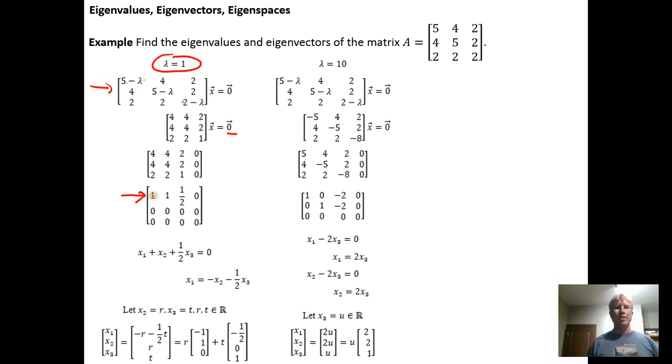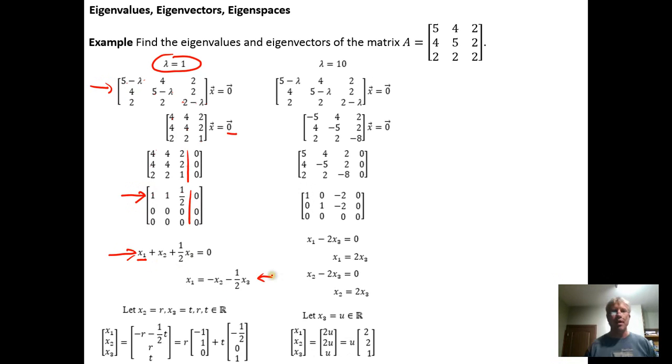So this we know says x sub 1 plus x sub 2 plus 1/2 x sub 3 equals 0, because this is an augmented matrix. So we extract that information from the matrix. We then solve for x sub 1 by subtracting x sub 2 and 1/2 of x sub 3 from both sides, which gives us this.